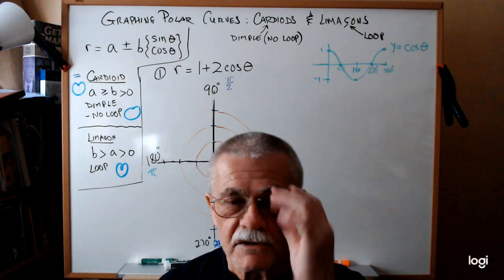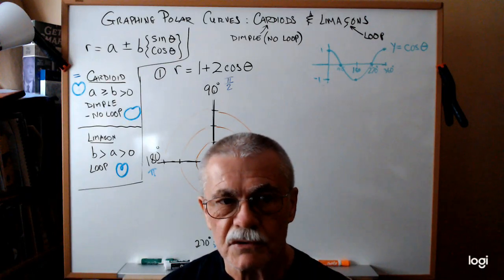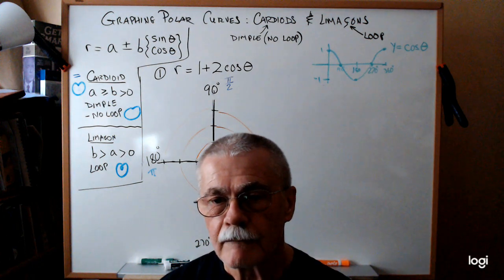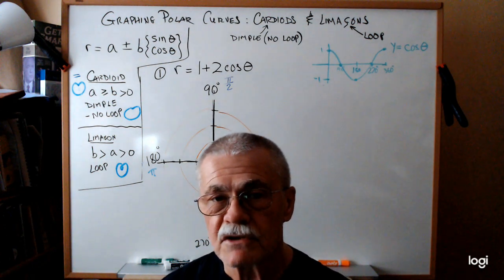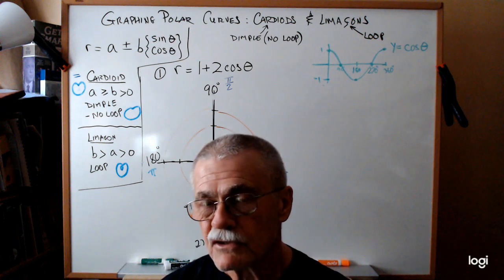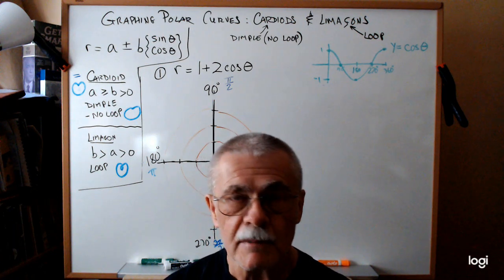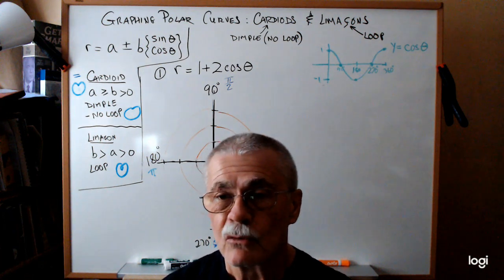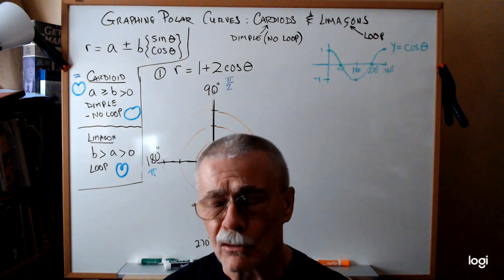Hey folks, this is the first of two short videos on graphing polar functions. The first one, which is this one, is going to concentrate on an example of a cardioid and one of a limacon. And the second one will be devoted to polar roses.